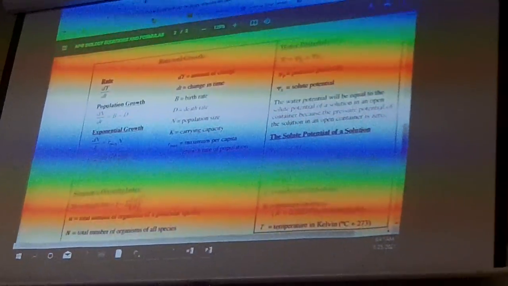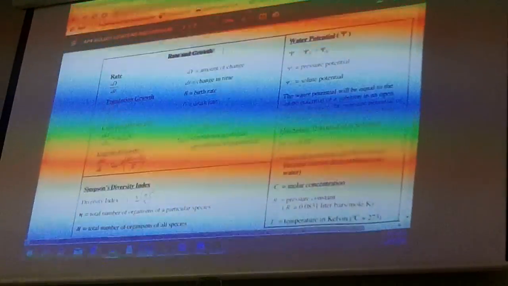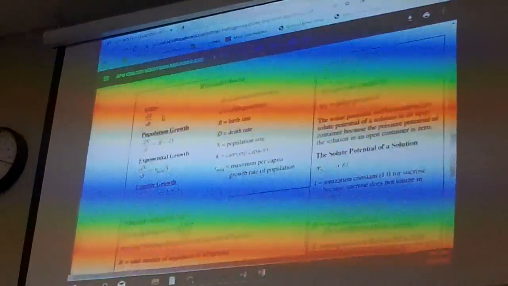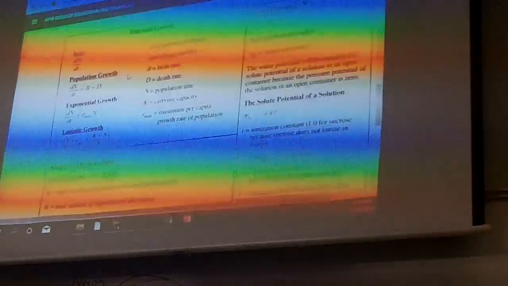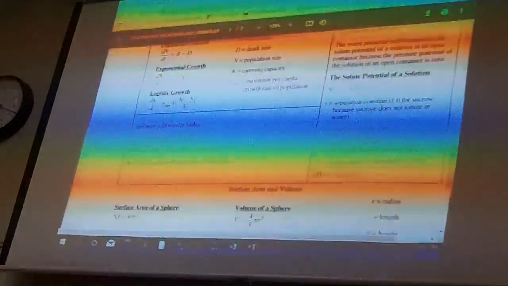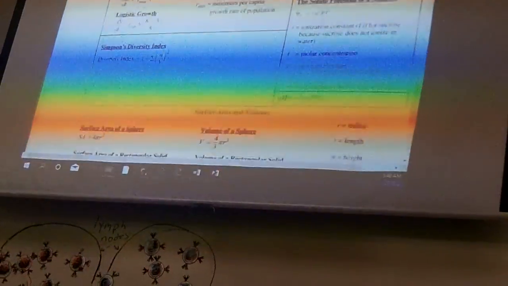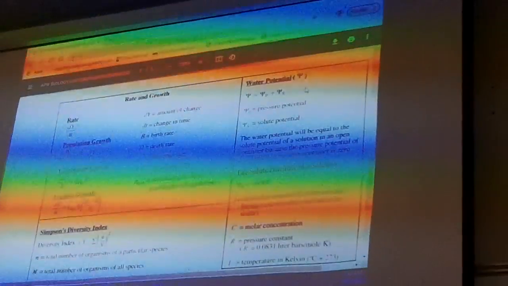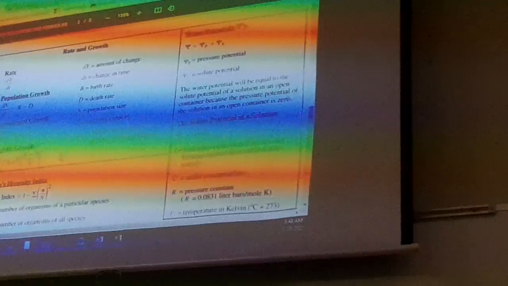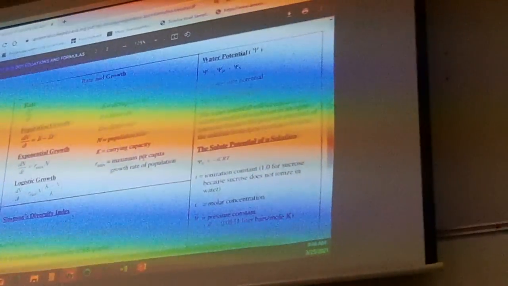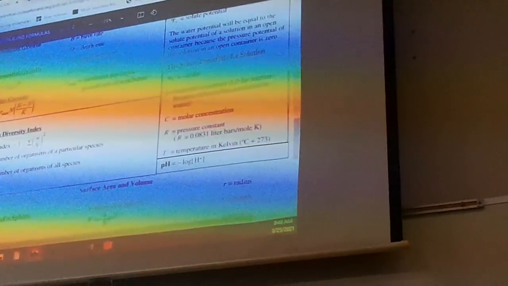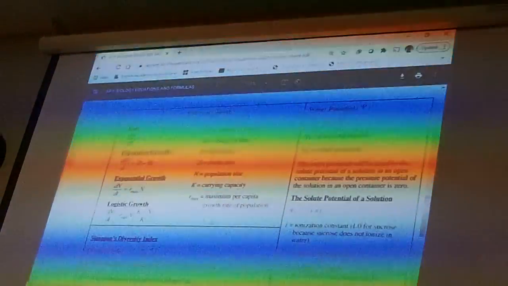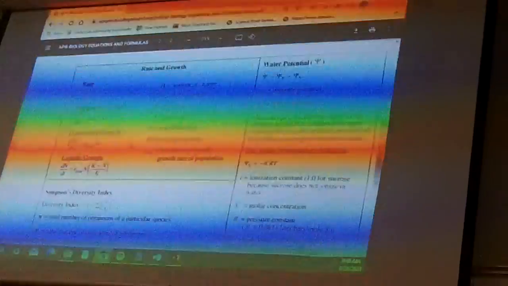Go to the second page. Look at this. Rate and growth. All these equations here are population problems. We did water potential already. Remember that? Pressure potential, solute potential. We'll go back over these before the exam. We haven't done the diversity index yet. Okay, so let's look at population problems.